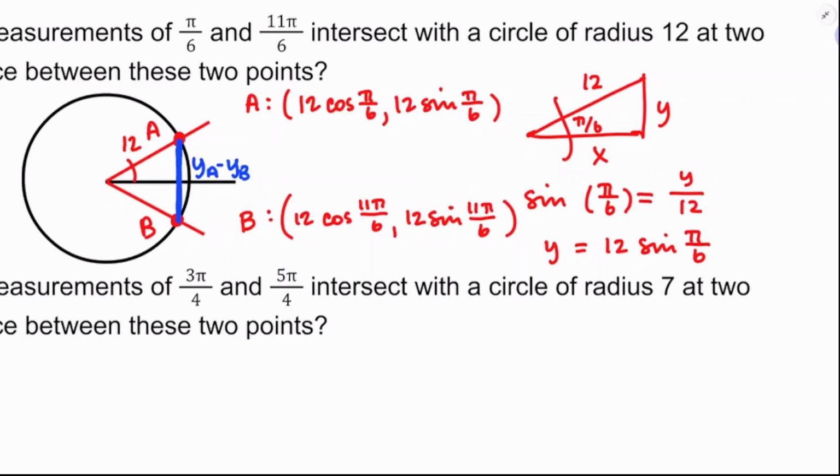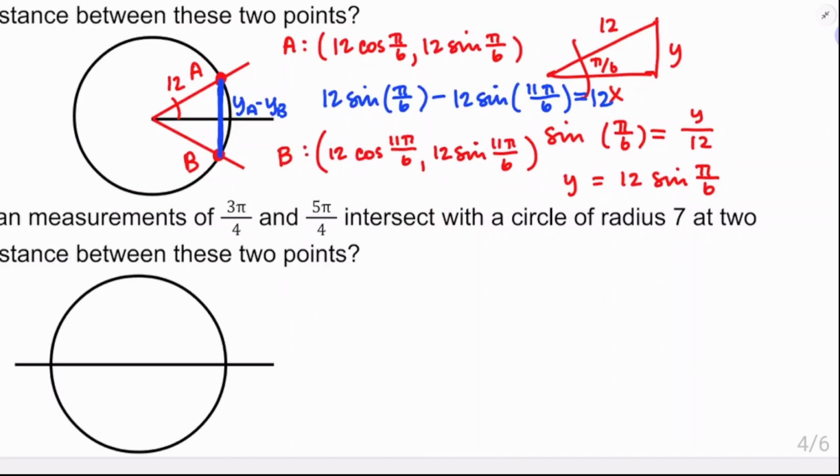So this vertical distance is going to equal 12 sine of pi over 6 minus 12 sine of 11 pi over 6. Okay. I'll leave it to you to do the trig and figure out that this is going to actually equal 12. Okay, you can do it with the triangles. But what's really important is what is to the left of the blue equals.